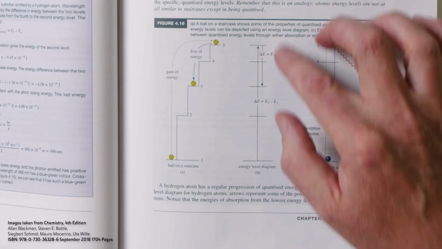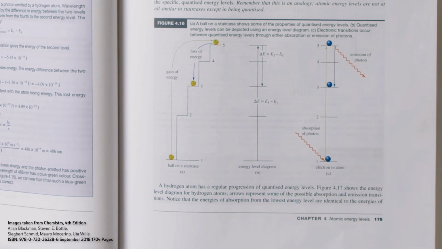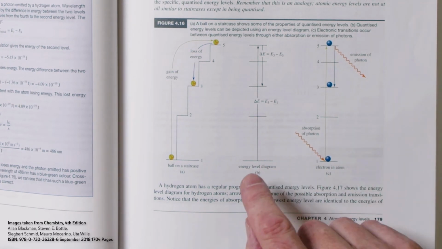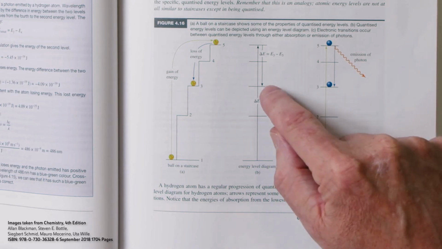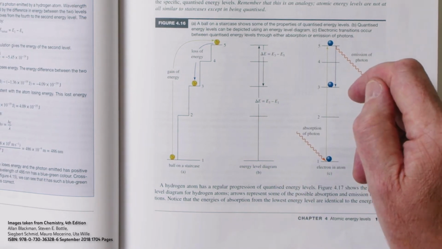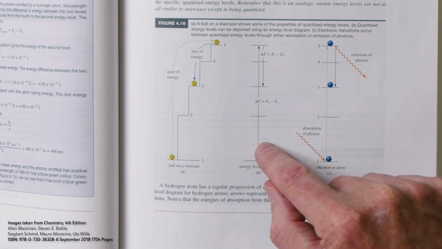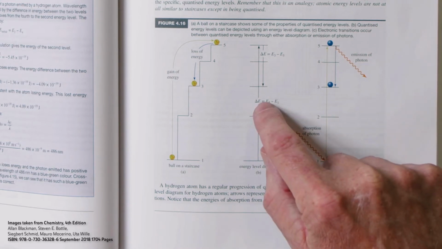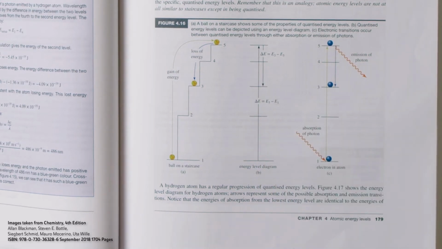Atoms can only exist in particular energy levels. So here would be an energy level diagram for any old particular atom. And that atom could have this energy, or this energy, or this, or this, or this. But it couldn't have this energy here, or this energy here. It couldn't be between these energy levels.